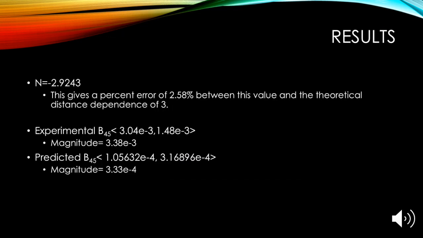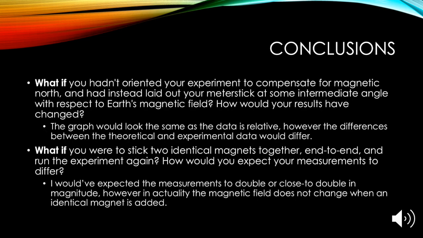I found that my distance dependence was equal to negative 2.9243. This gives a percent error of 2.58% between this value and the theoretical distance dependence of negative 3 given by the Biot-Savart law, which is a very good percent error. I did, however, find that the magnitude of my experimental magnetic field at a 45-degree angle was 3.38 e to the negative third, while my predicted magnitude of the magnetic field at a 45-degree angle was 3.33 e to the negative fourth, which is different by a factor of 10 and shows there are obviously discrepancies in the experimental versus predicted magnetic field.